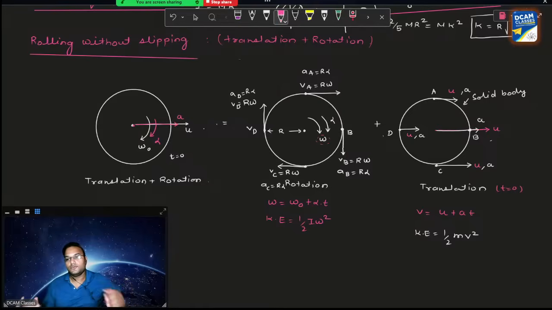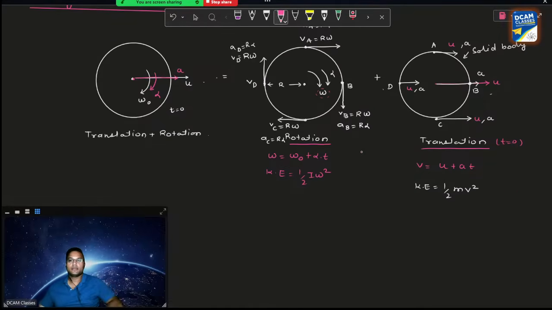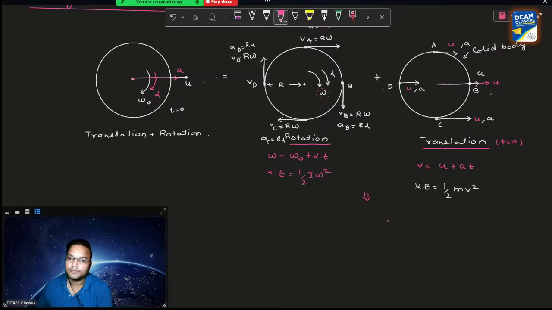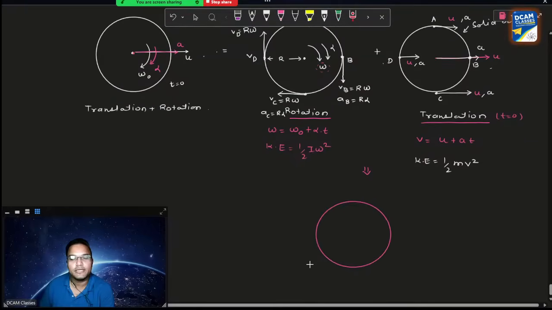Now you have actually analyzed the translation motion as well as the rotation motion separately. Now I want you to combine them. Okay. Now if I combine them, making this diagram is actually very simple. It's not so difficult.